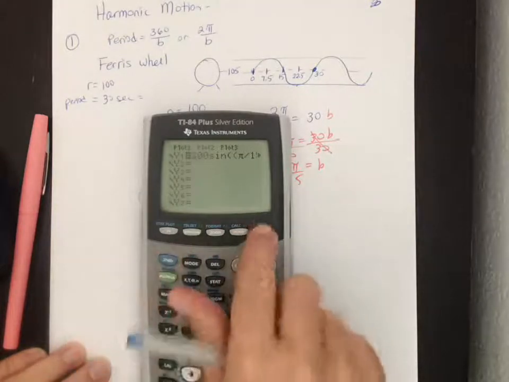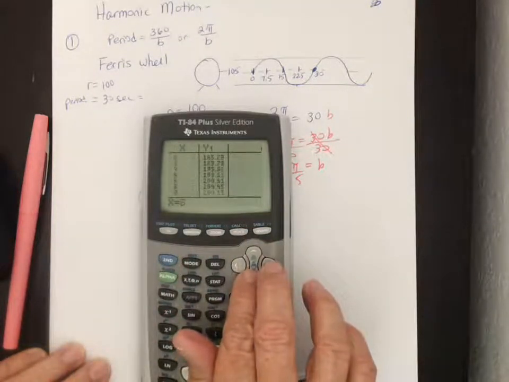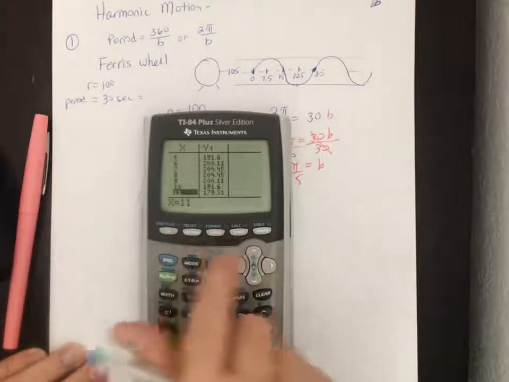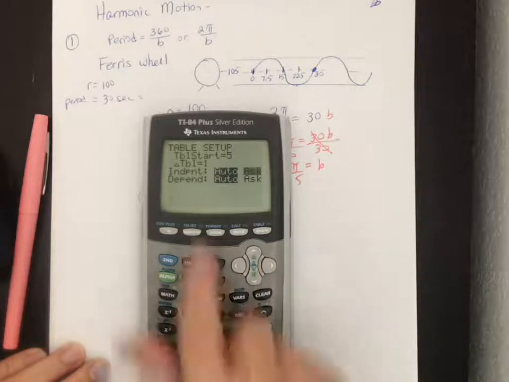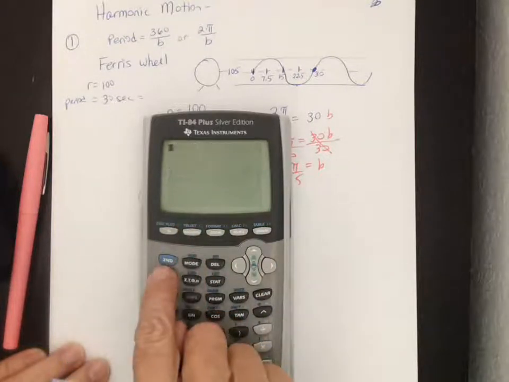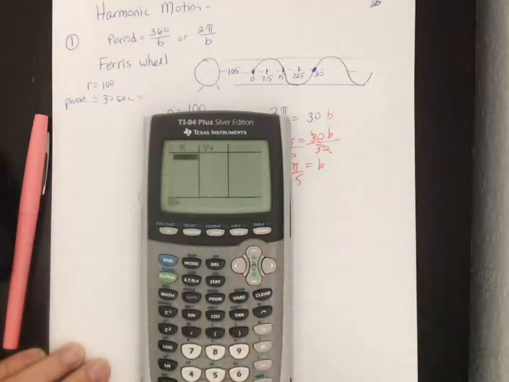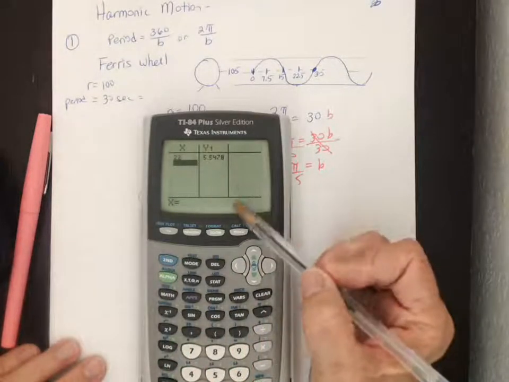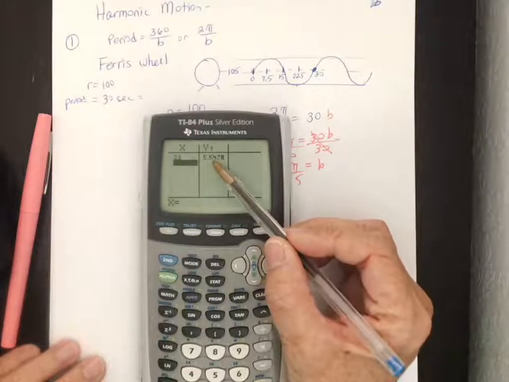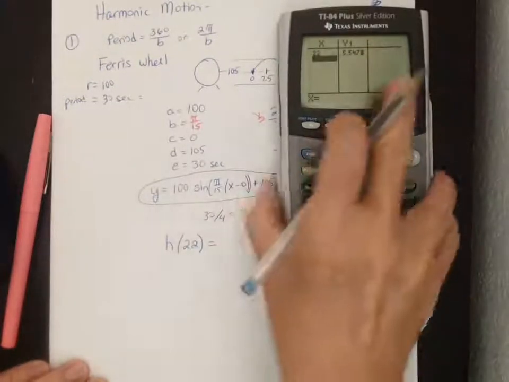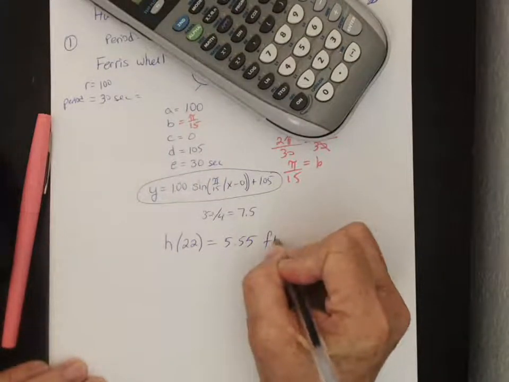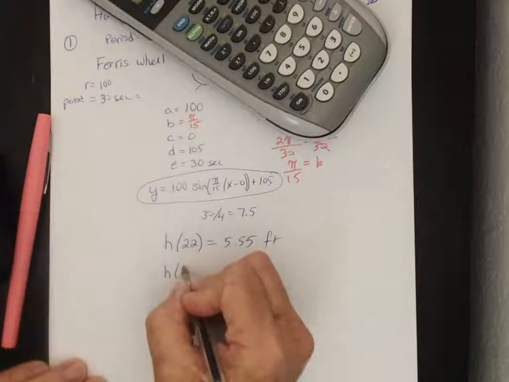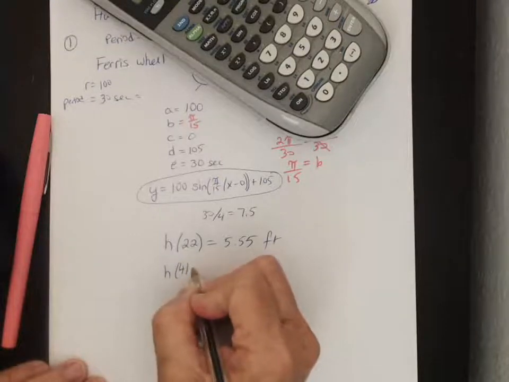And if I want to know at 22 seconds, I can just come on down here. And I get kind of tired of scanning. So let's change this so that the independent variable is set to ask. Go back to the table. And I'm going to put in 22 seconds, tell me the y value. So at 22 seconds, the rider's at 5.55. So let's just put that in, 5.55 feet. We also want to know at 41 seconds, where is the rider?